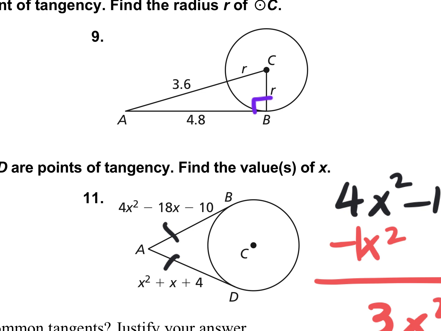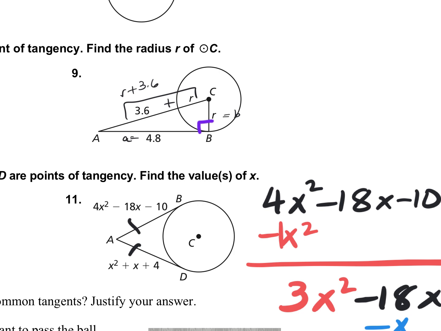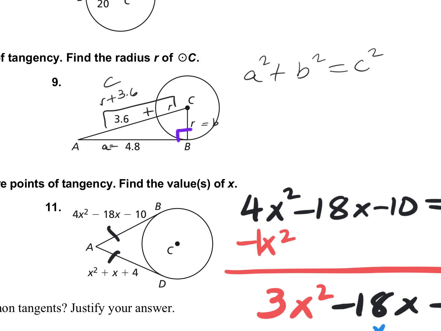So what I need to do here is Pythagorean theorem. So the two legs, this could be A, this could be B, and then this is my hypotenuse, and it's formed by adding the r plus the 3.6. So because it's a right triangle, I can use a squared plus b squared equals c squared to find the length of the radius. So my a value, I said, was going to be the 4.8.